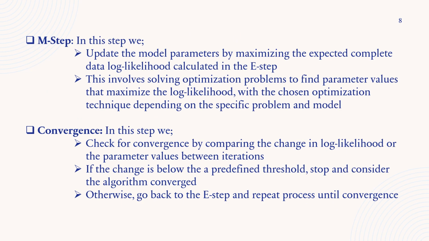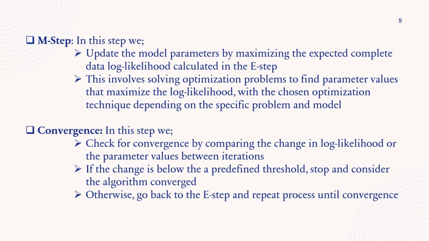The next step is the M step. In this step, we update the model parameters by maximizing the expected complete data log likelihood calculated in the E step. This involves solving optimization problems to find parameter values that maximize the log likelihood. The chosen optimization technique is dependent on the specific problem and model at hand.